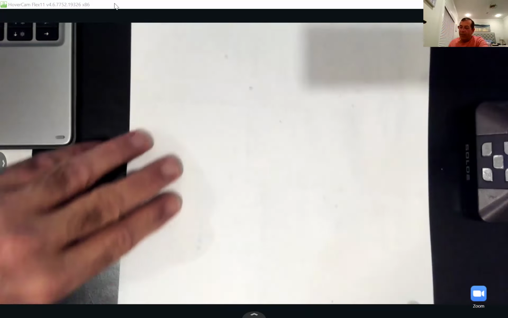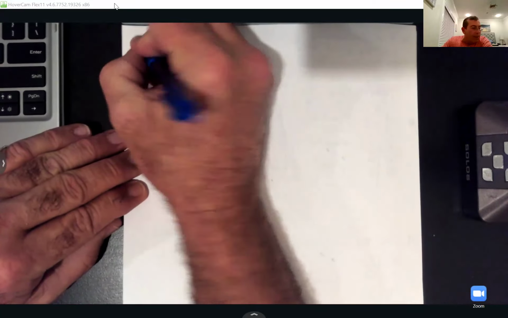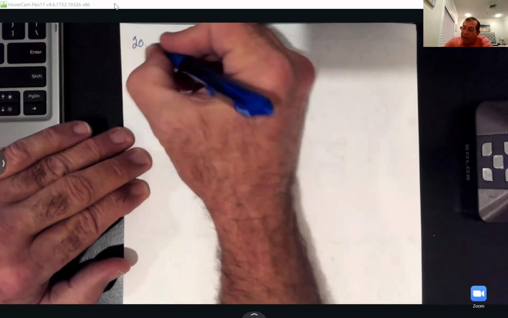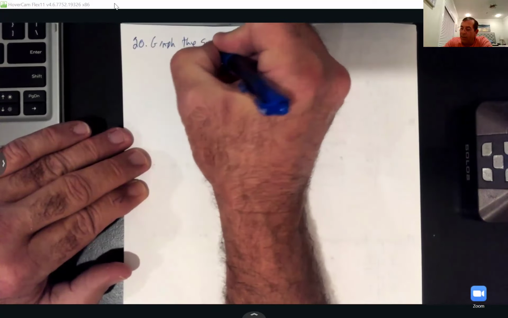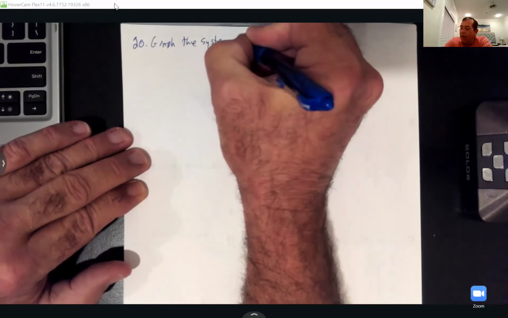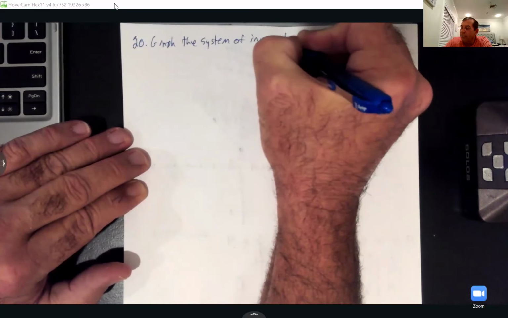All right, y'all. So like I said, number 20 is a system. But I guess the good thing about number 20 is you didn't have to solve it for the y. They were both already solved. So they just want me to graph the system of inequalities.